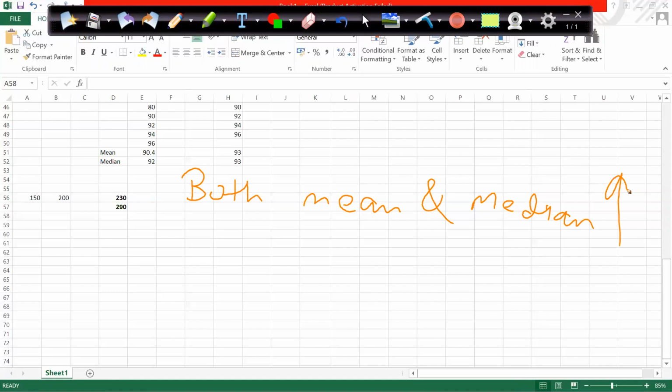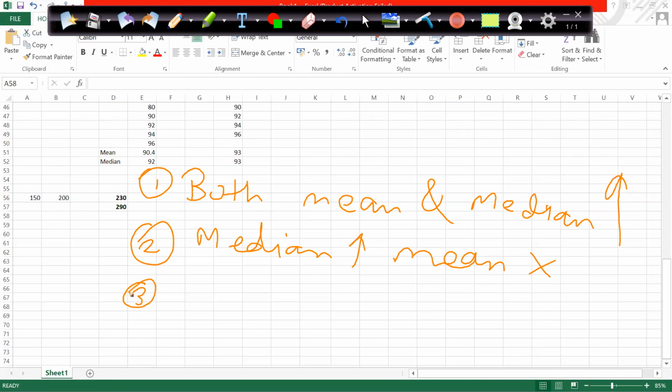That is first option. Option number 2, the median will increase but mean will stay the same. Median will increase, mean no change.